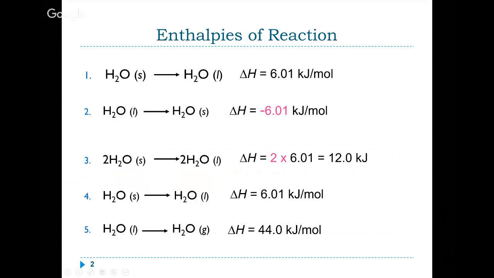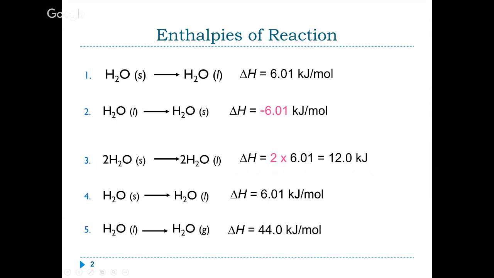So what if instead of wanting to do 1 mole of water, we want to do 2? Well, then all you have to do is multiply your enthalpy by the coefficient by which we've changed. So we would need double the amount of energy to be absorbed if we wanted to double the amount of water that we were trying to melt.